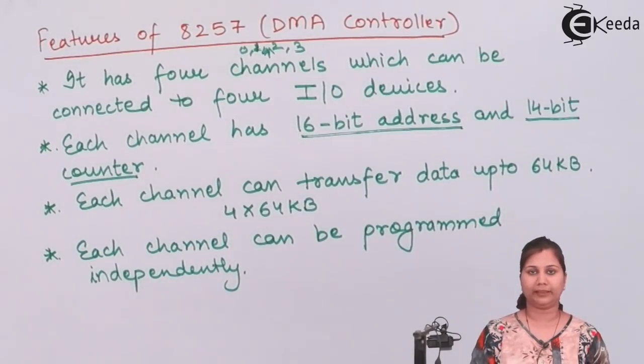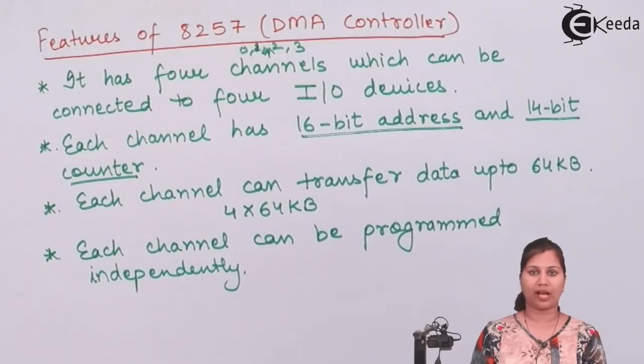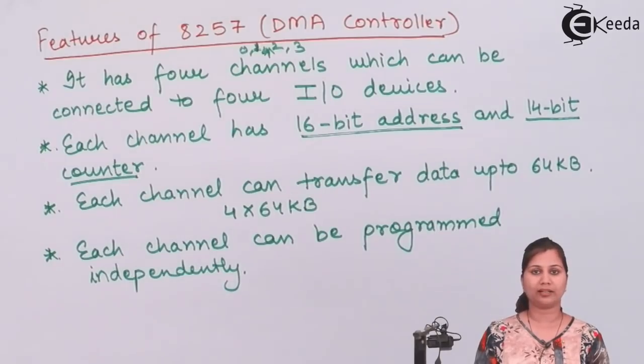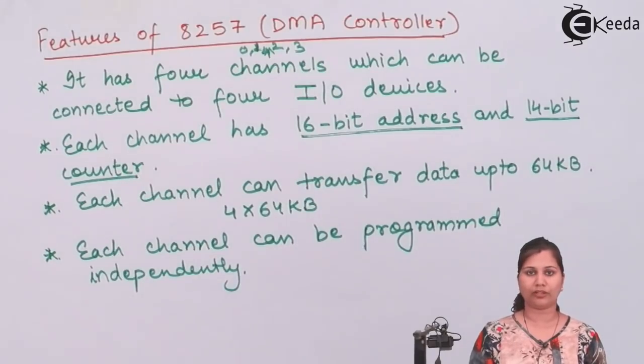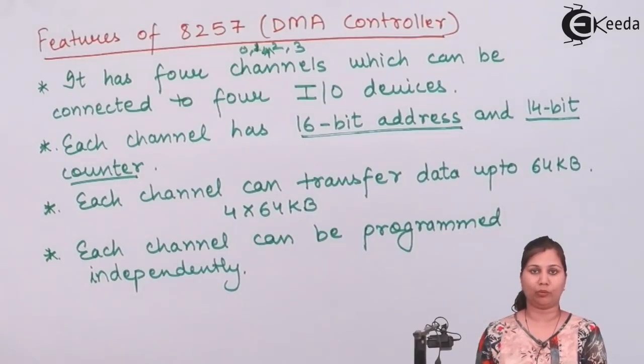Now each channel of the DMA can be programmed independently, because we have to write instructions in the channels: which channel is to be used for the data transfer, and in which mode the channel will work, how the data will be transferred. All this is decided by the modes of the DMA controller. These modes are decided by the control word which is written in the control register. So each channel working in a different mode is independent of the others and will not have any effect on them. Suppose the first channel is working in mode 0, and the second channel is working in some different mode. The programming of each channel is independent of the others.